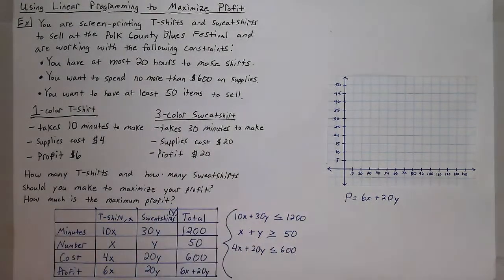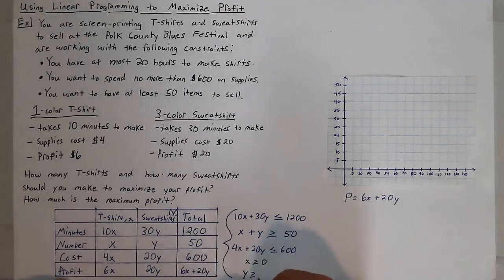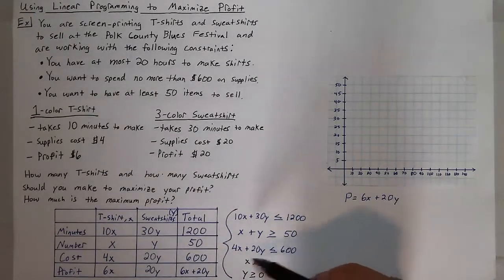Now, the last two constraints we want to write down are x is greater than or equal to 0, and y is greater than or equal to 0. These are implicit constraints because I don't want to have a negative number of t-shirts that I'm going to sell. I'll let it be 0, but it can't go less than 0.